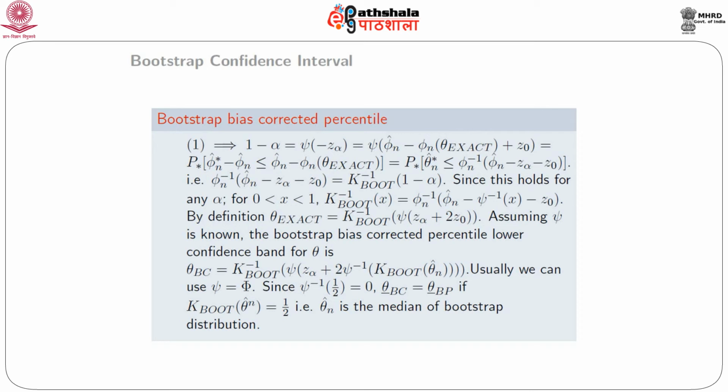So, if we use Φ, and since Φ inverse half is equal to 0, θ under bar, the bias corrected lower bound, is equal to the lower bound of the Bootstrap percentile if K_boot(θ_n-hat) is approximately equal to half. That is, if θ_n-hat is the median of the Bootstrap distribution. Thus, the lower bound for the bias corrected Bootstrap confidence interval, that is θ under bar BC, is a bias adjusted version of the Bootstrap percentile.